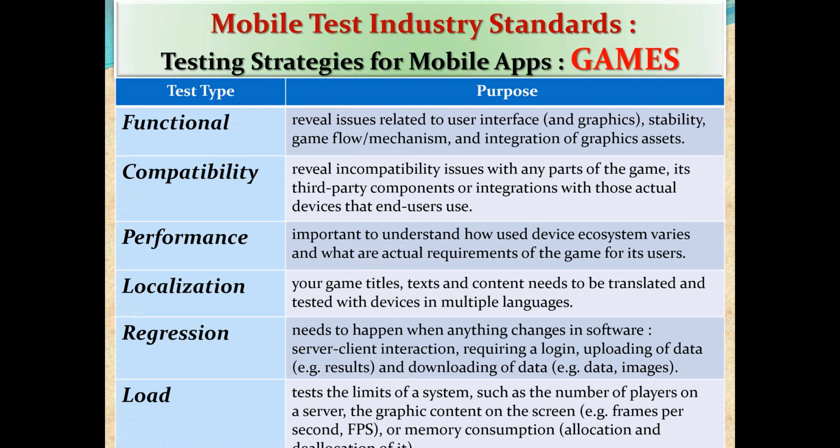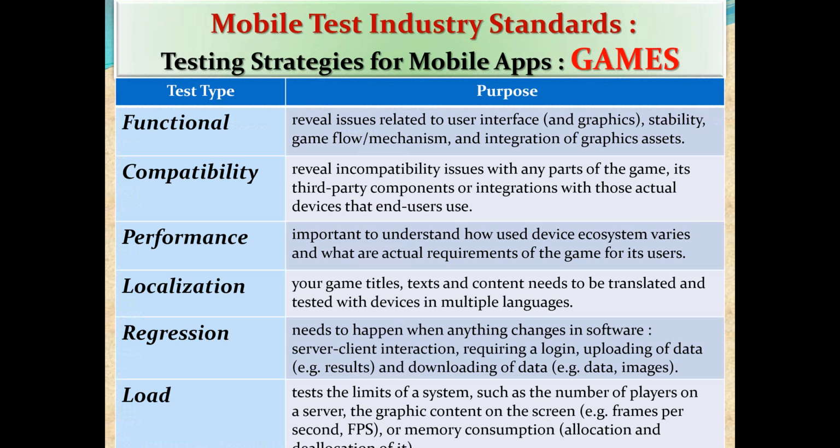However, to be agile, all functional testing should be automated. It usually goes with test automation frameworks. It requires some basic understanding of programming and setting up an environment for testing. And what is good about automated functional testing? It can reveal issues related to the user interface, graphics and stability. Here we're talking about the game flow mechanism and integration of the graphical assets.